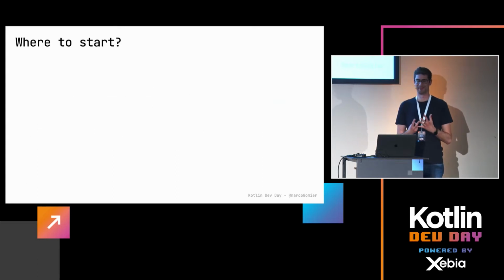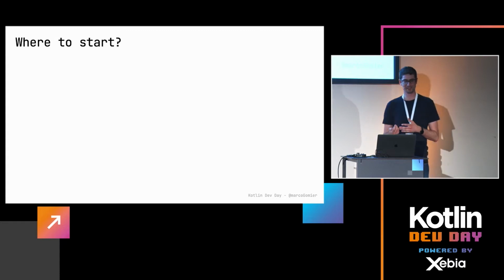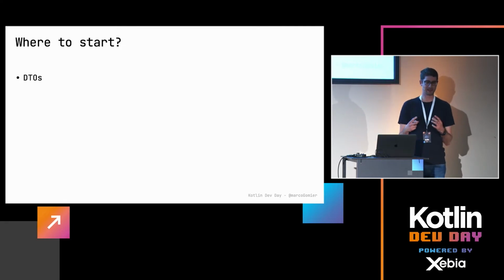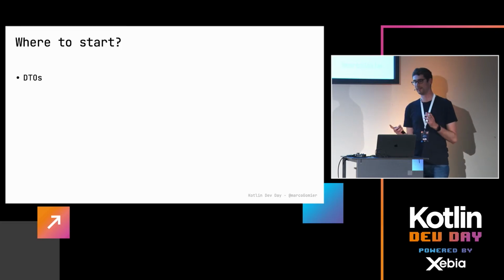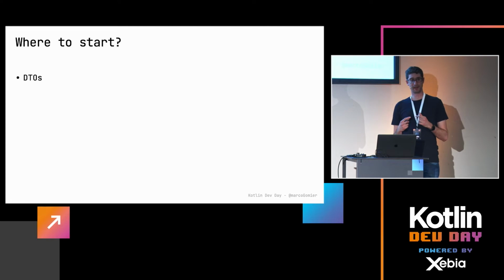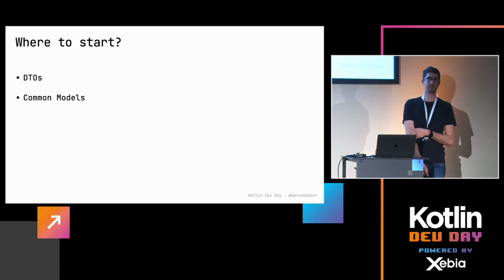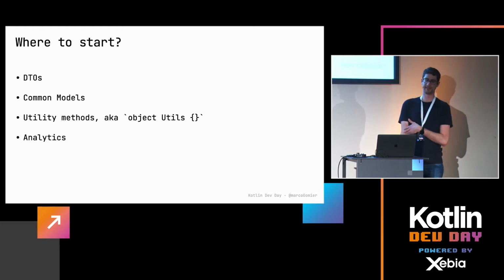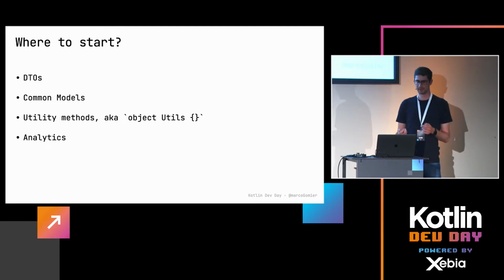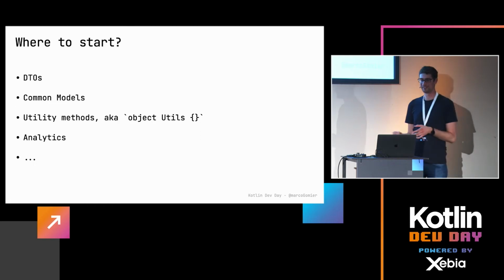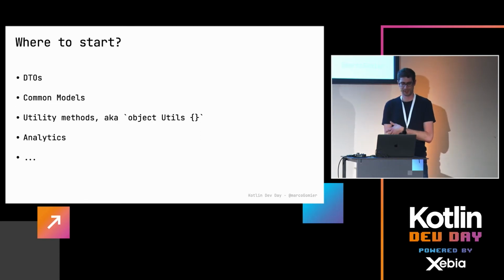But what are these pieces of code in reality? Again, it depends. But for example, you can start from DTOs that you can write once and share on both the mobile platforms and even on the backend, if you have a Kotlin backend, of course. And that's where we started in my past company. Another example could be common models that you use in the domain of your application, or utility methods that every application has, or analytics code that is, by definition, the most boring code to write. And you name it. There is a lot of other domain-specific code that maybe you're interested in sharing.